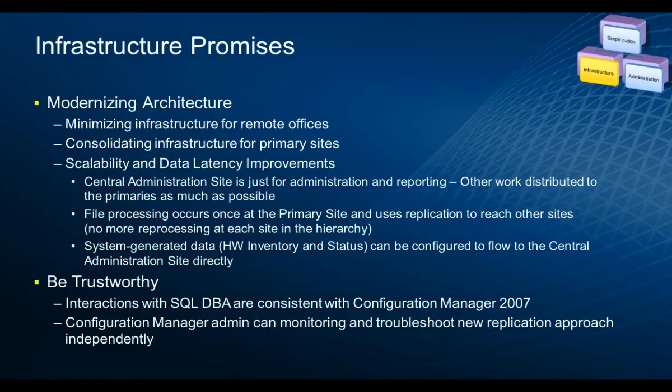The first is around minimizing infrastructure for remote locations. We've had more and more feedback and data from organizations that tell us they don't want to place infrastructure in locations across large WAN or small WAN links, or place hardware in remote locations. So providing an ability to reduce, remove, or consolidate that infrastructure and utilize other technologies, for example BranchCache, was a main goal for us.